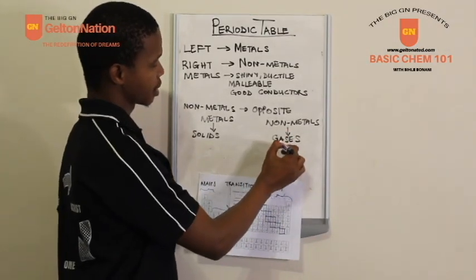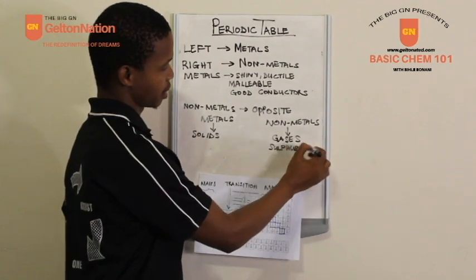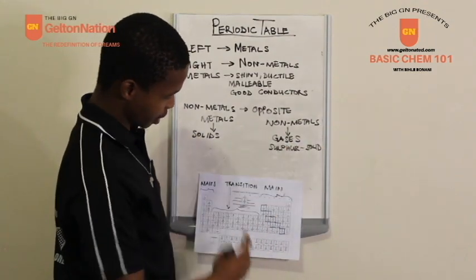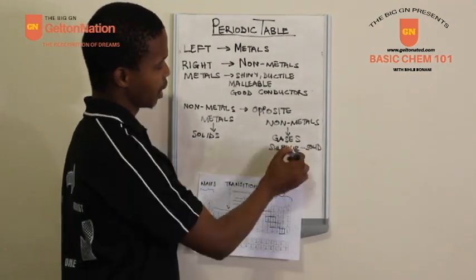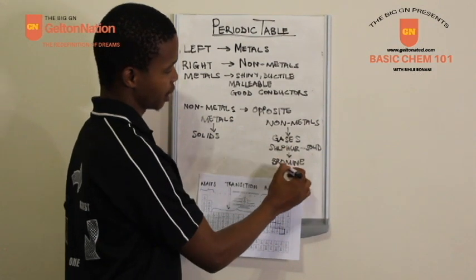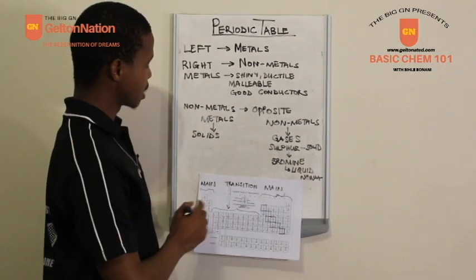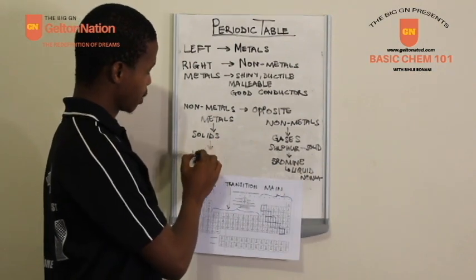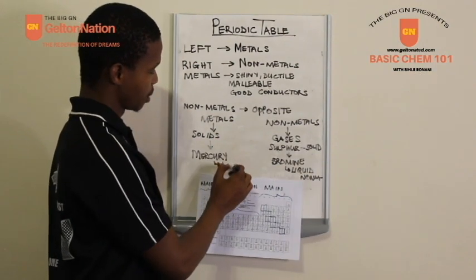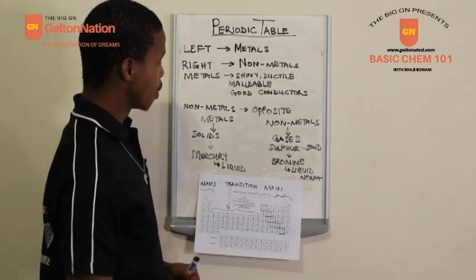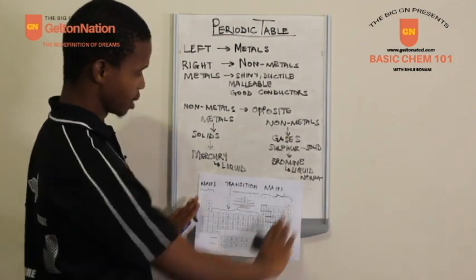But you'd find that sulfur is a solid, and also bromine is the only liquid non-metal. For metals, only mercury is a liquid at room temperature. So that is your metals and non-metals.